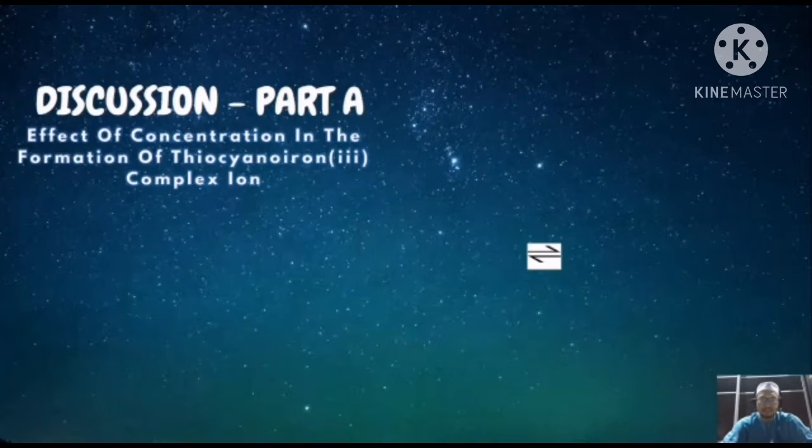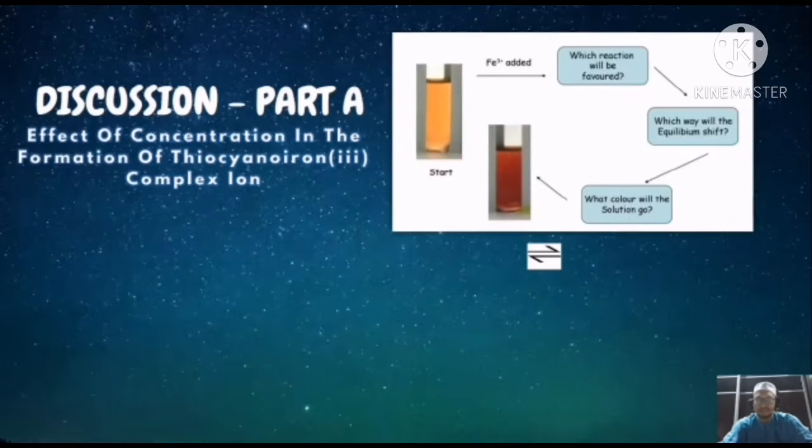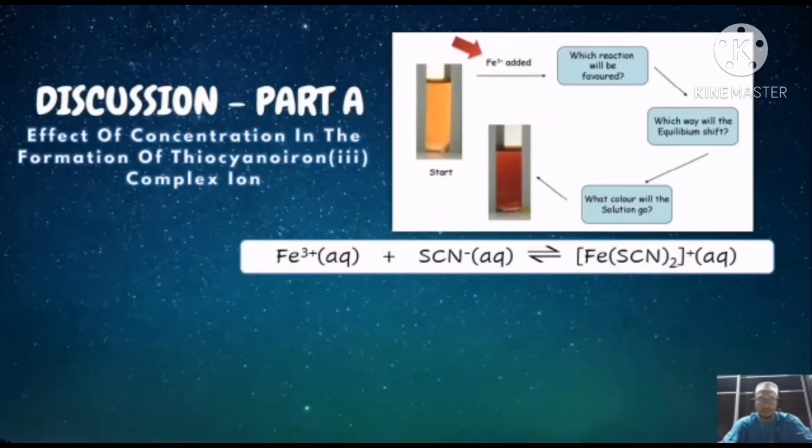Discussion Part A. Effect of concentration on the formation of thiocyanoiron(III) complex ion. When we add iron(III) ion, which reaction will be favored? Which way will the equilibrium shift? And what color will the solution go? This is the equation: iron(III) ion plus thiocyanate ion, and the product is thiocyanoiron(III) complex.